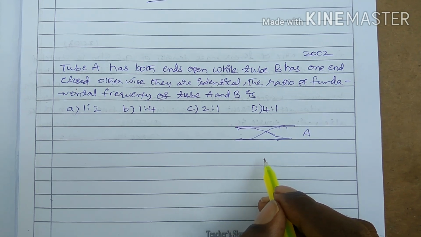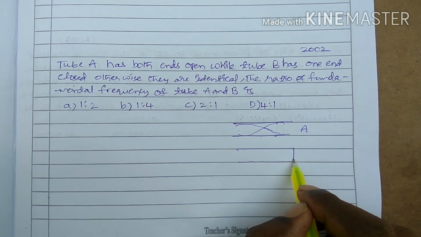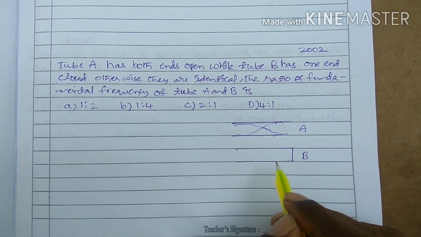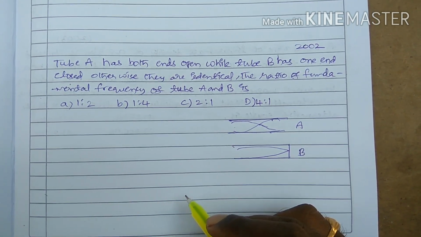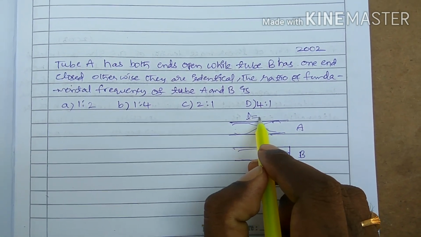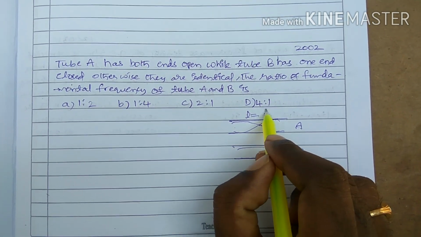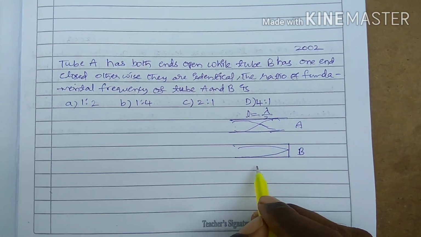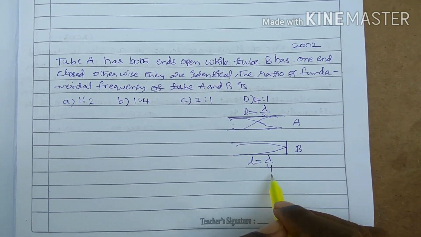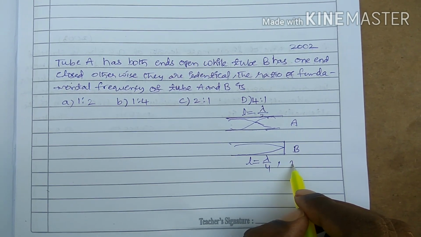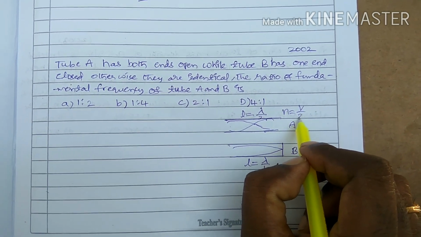Similarly tube B. This is the tube B having one end closed. Then the first loop will be formed in this manner. So here the length of the open pipe, that is tube A, is lambda by 2, and for tube B, L is nothing but lambda by 4. So here the frequency for the closed pipe is N equal to V by 4L, and for the open pipe the frequency N is equal to V by 2L.